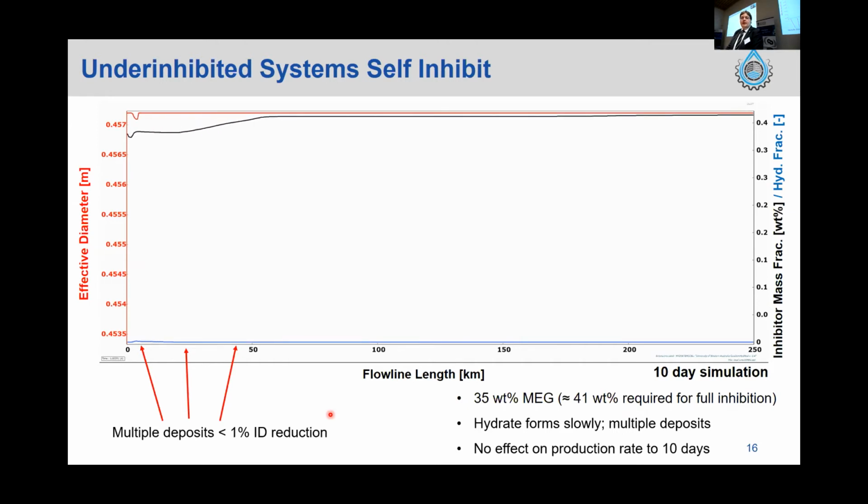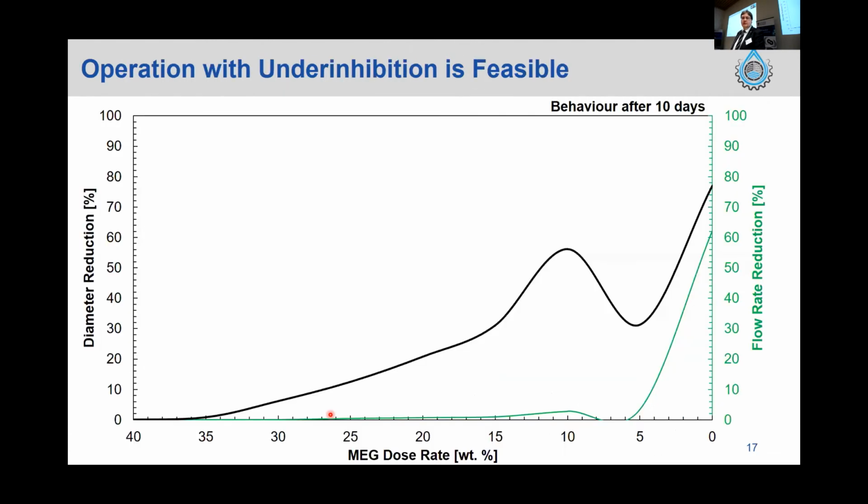So if we go ahead and fill in the blanks between no inhibition and full inhibition, that's what we have on the next slide here. So you can see black this time is diameter reduction. Green is our flow rate reduction, so 100% is completely blocked and no flow. And we have our fully inhibited condition over here at the 40, and we move to no inhibition over here.